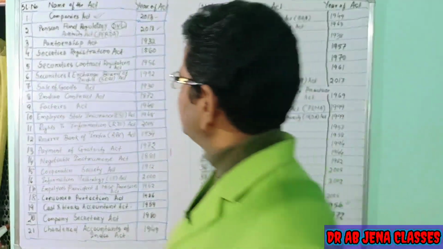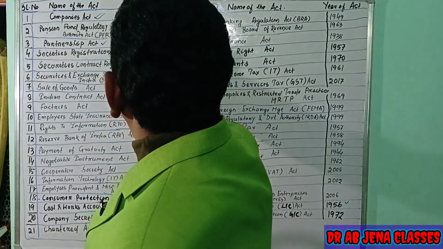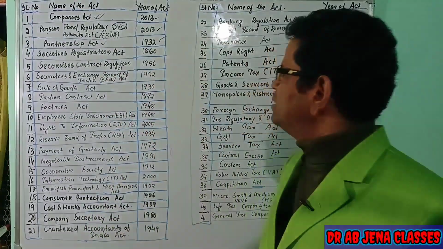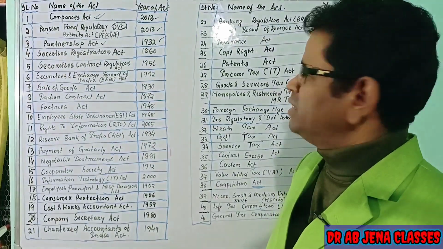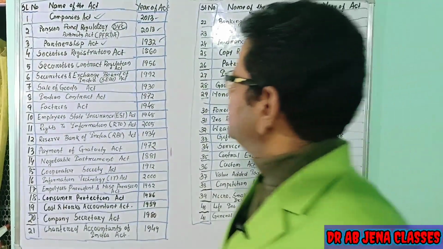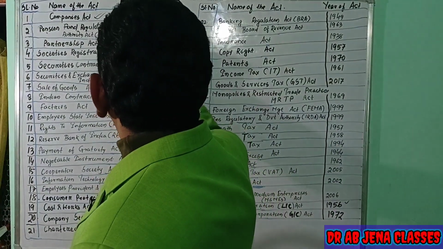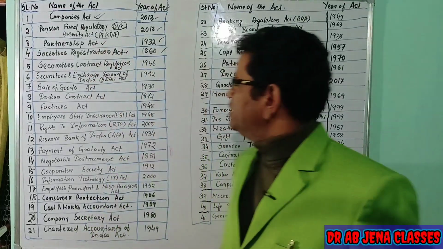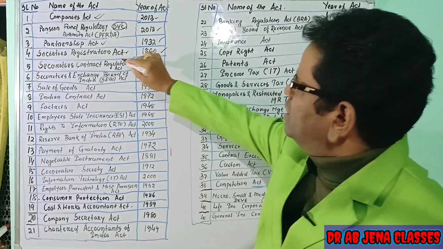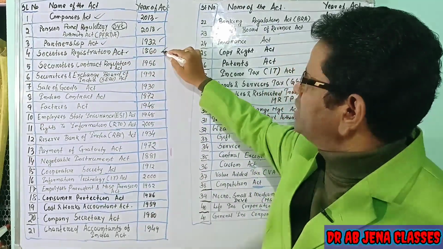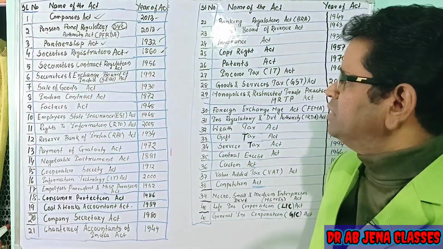Come to the third one, the Indian Partnership Act. Its year of act is 1932. Okay, so you are studying this in business studies. Then the Societies Registration Act, it's 1860.